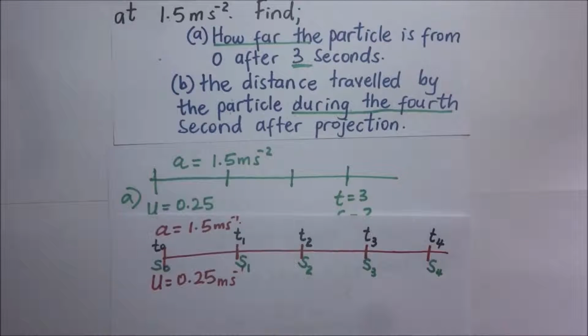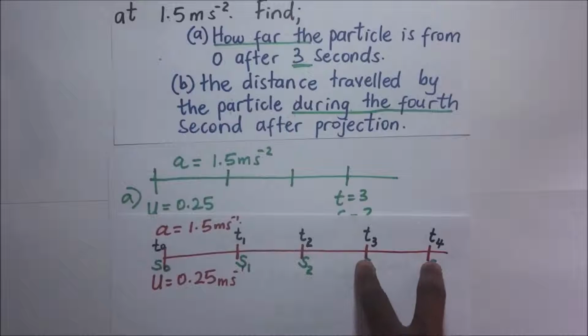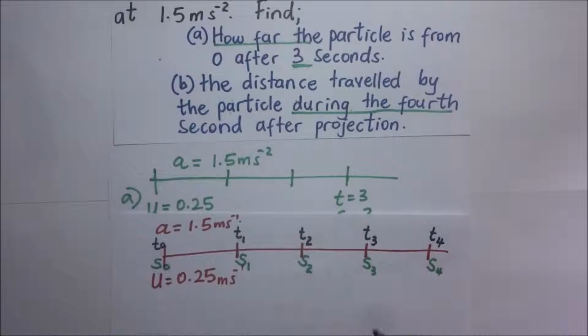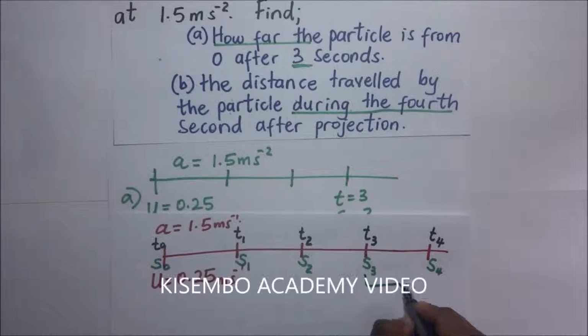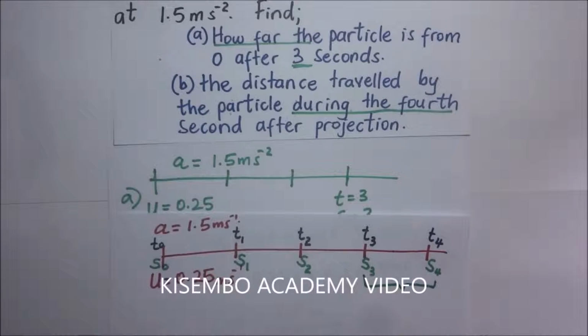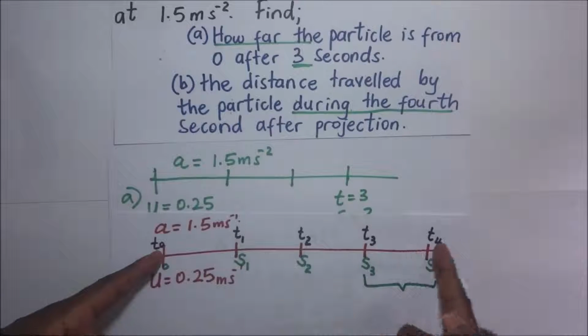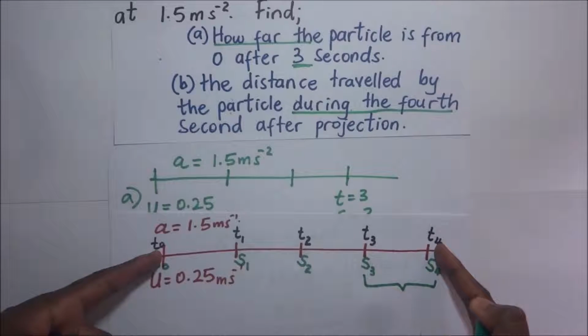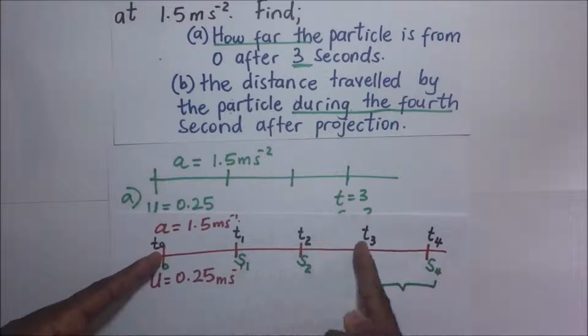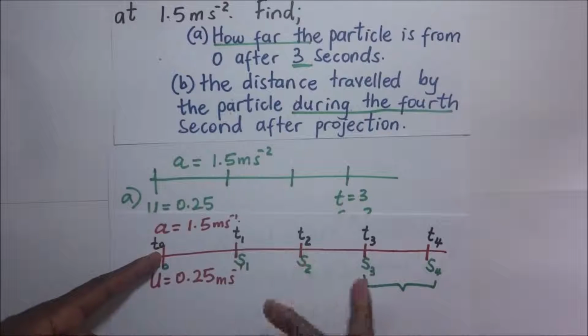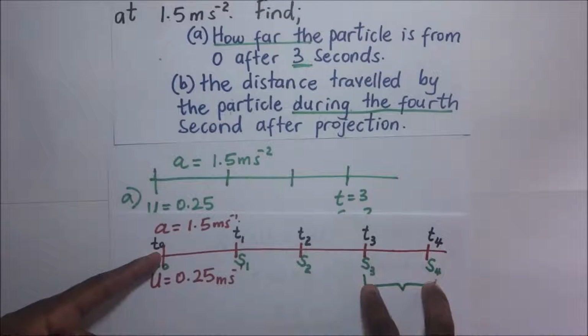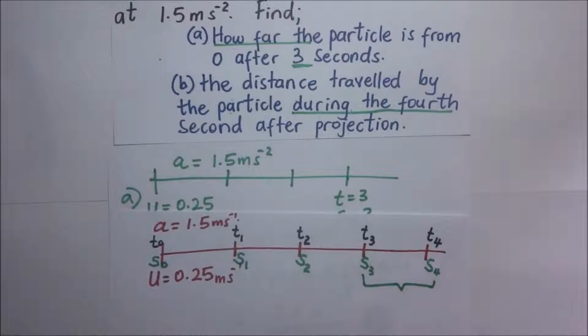So for us to find the distance covered during the 4th second, which is running from this point to that point, we can get the whole distance covered after 4 seconds. Then we get the distance covered after 3 seconds. Then when we subtract the 2, we're able to get the distance covered in the 4th second.